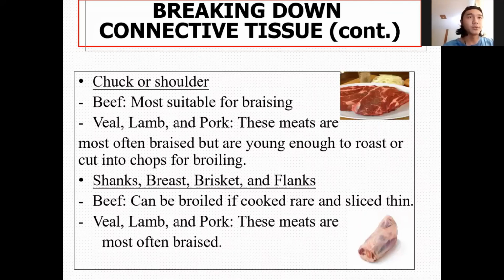Upper shoulder. Beef is most suitable for braising. For veal, lamb, and pork, these meats are often braised but are young enough to roast or cut into chops for broiling. For shanks, breast, brisket, and flank, the beef can be broiled if cooked rare or sliced thin. Veal, lamb, and pork, these meats are most often braised.